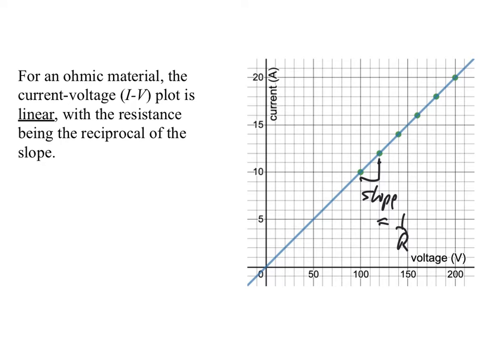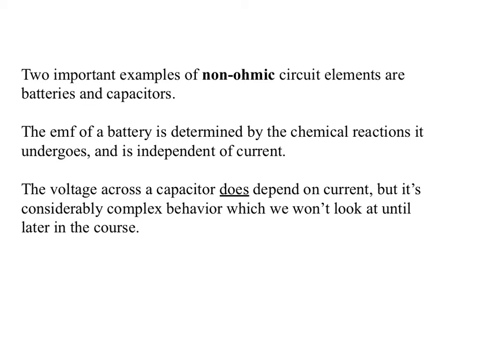Nothing big here, but it is saying that for ohmic materials, you can say that the current plot is basically linear. Real materials will probably fuzz out at different places, depending on the material, but it's a good approximation, and again, because most metals and other good conductors tend to be ohmic, this is not a bad thing to have. Two important examples of non-ohmic circuit elements are batteries and capacitors.